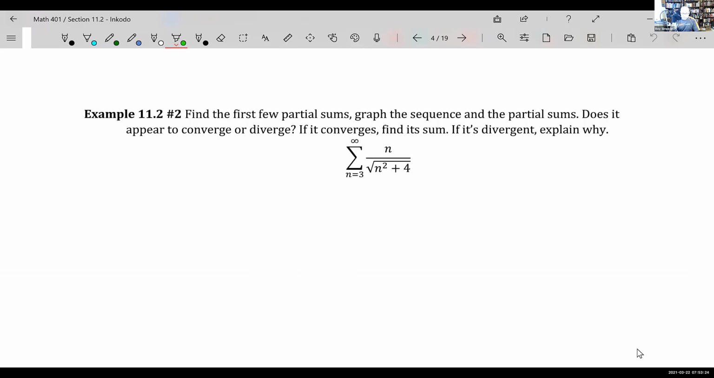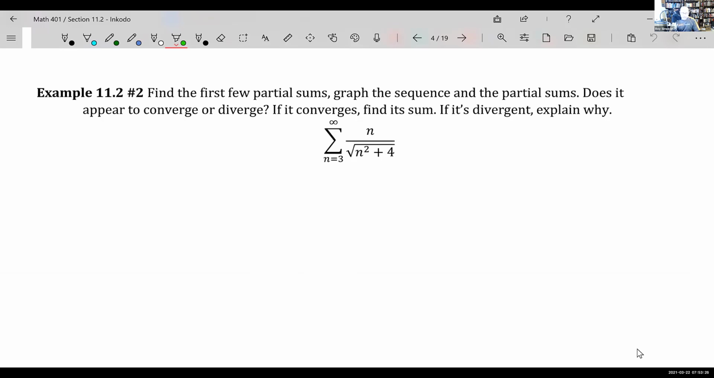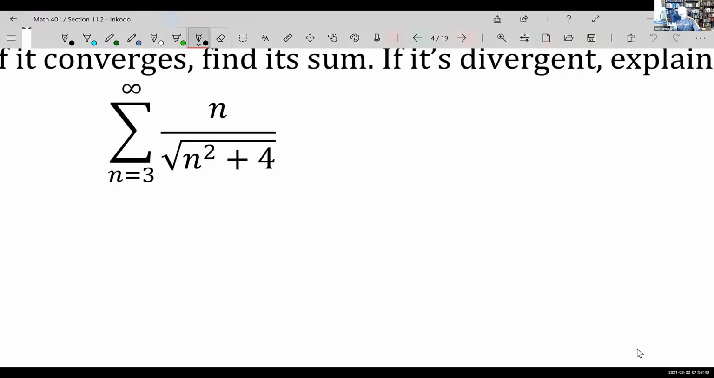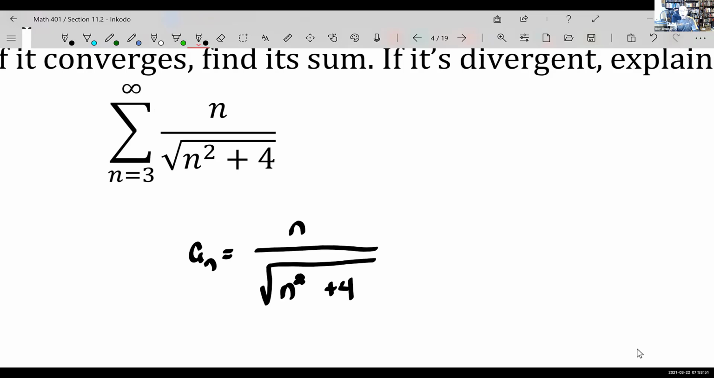Find the first few partial sums. Okay, so the same type of question, right? Find the first few partial sums of this series. Graph the sequence. When I say graph the sequence, I mean graph the sequence. Let me go ahead and write it down. The sequence being a sub n equals n over square root of n squared plus 4. So we're going to graph that sequence, but we're also going to graph the first n partial sums. So maybe the first 100 of them or something like that.